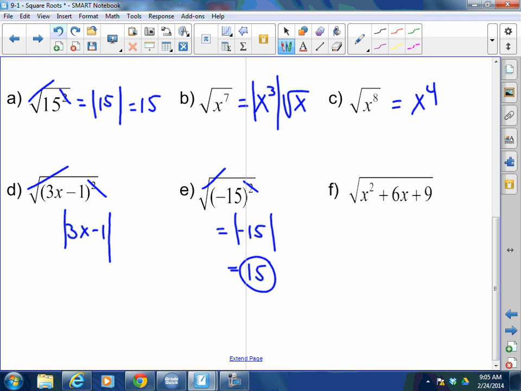Now, square root of x squared plus 6x plus 9. We're going to have to factor that. And in fact, that's a perfect square. That's x plus 3 squared. So the square root cancels out the power of 2. So this comes out as x plus 3. But what is the power of that polynomial? So this has to come out in absolute value.